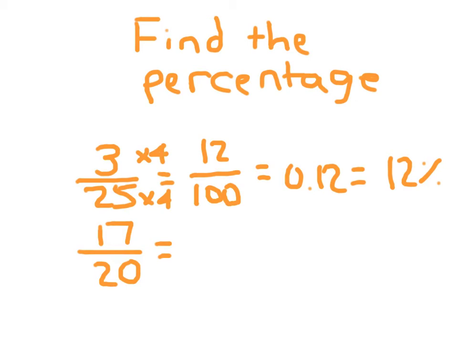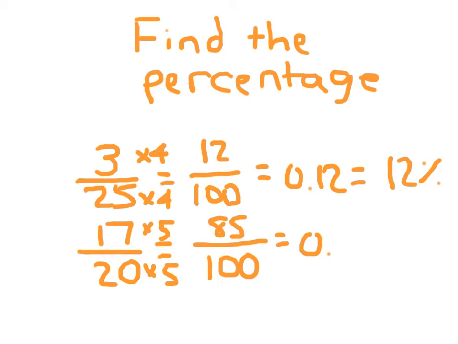17 twentieths: how do we get from 20 to 100? We multiply by 5. If we do that in the denominator, we better do that in the numerator as well. 17 times 5 is 85. 85 hundredths, which is equal to 0.85, which equals 85%. And so that's one way. We want to find that denominator of 100, that equivalent fraction, so that we can figure out the percentage.